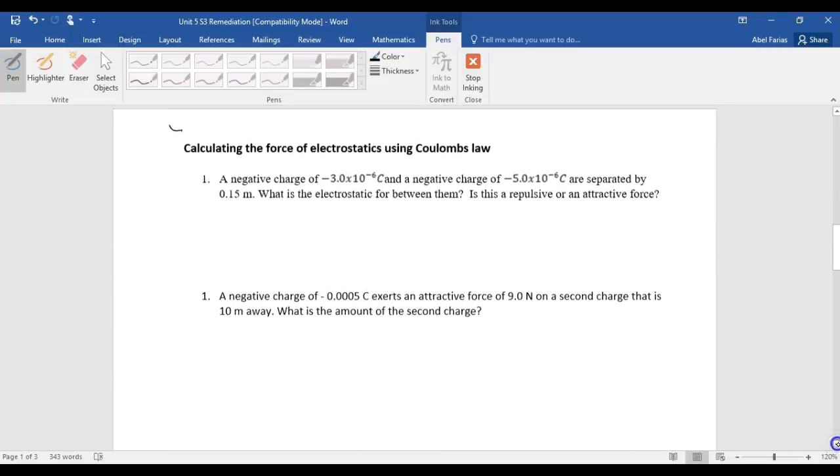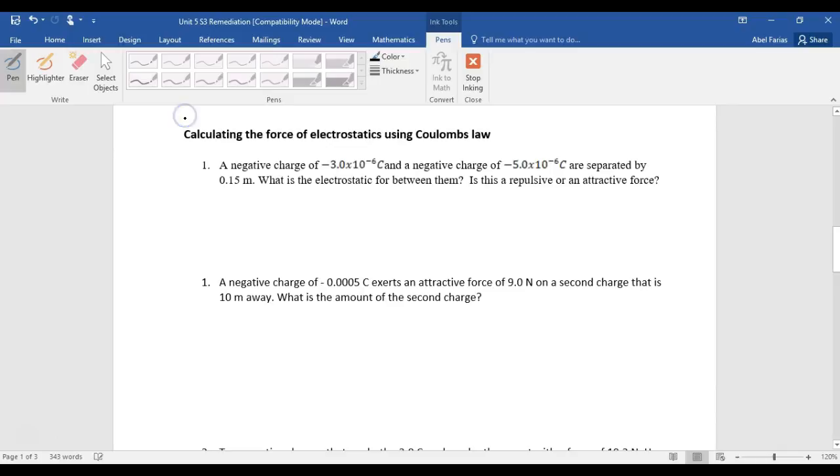Okay, so all of these problems, we're always finding knowns and unknowns. That's from the very beginning, we've always done that. So, knowns and unknowns: a negative charge of negative 3.0 times 10 to the negative 6 and a negative charge of negative 5.0 times 10 to the negative 6 are separated by 0.15 meters. What is the electrostatic force between them?